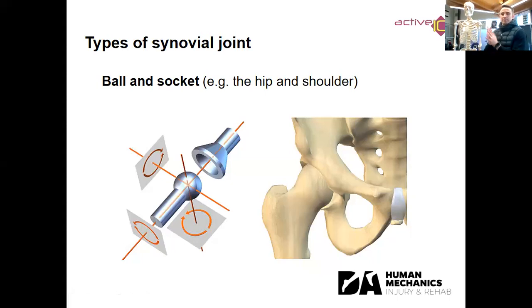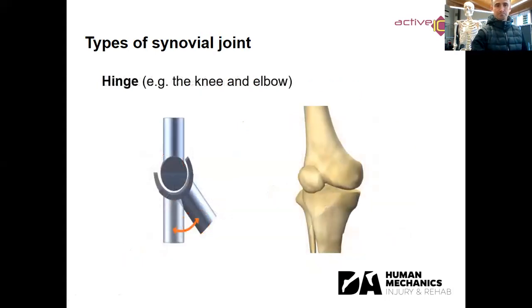Okay, so again, when you're looking at the structure, this is what you've got to try and discuss. You've got to add some detail in the shape, the size, and why you think it fits this description. So you have a hinge joint, which is your second synovial joint, commonly found in the knee and the elbow.